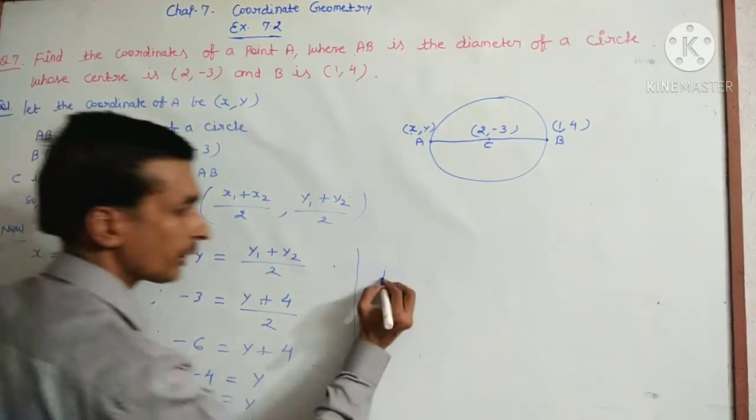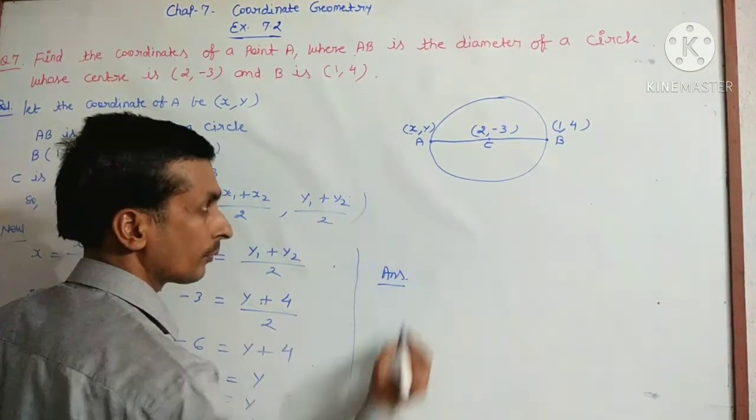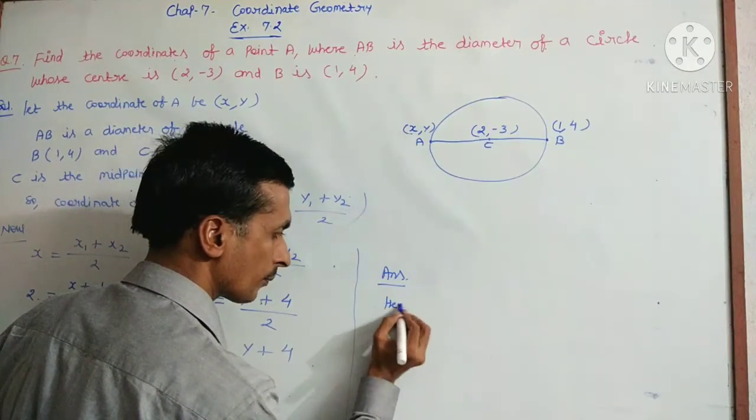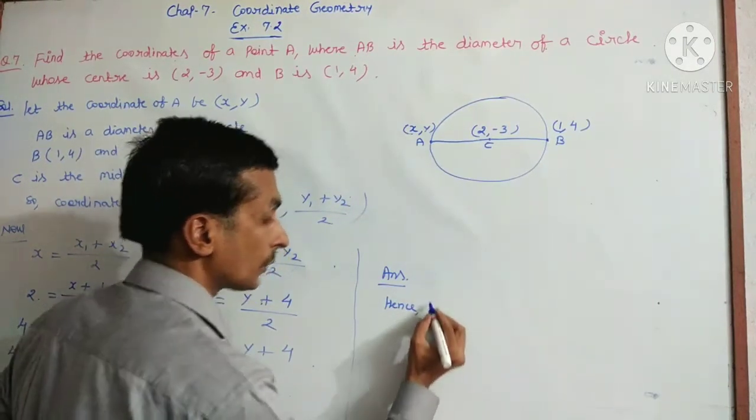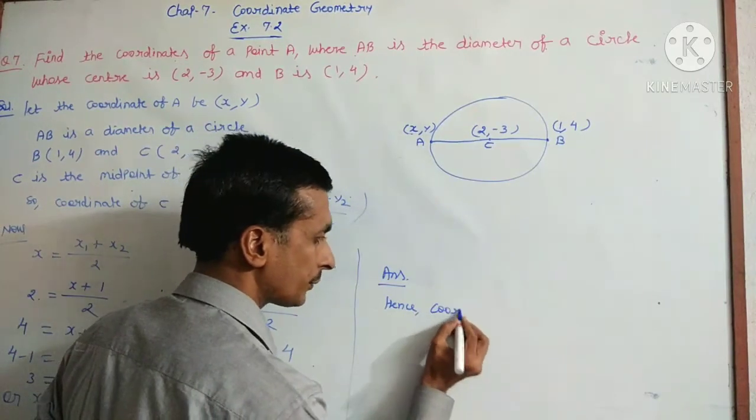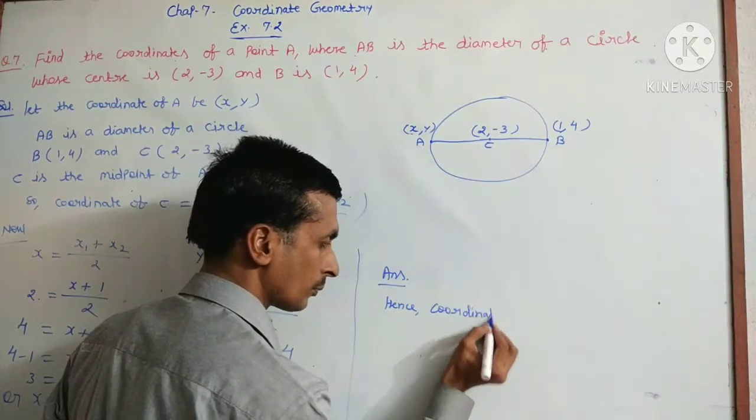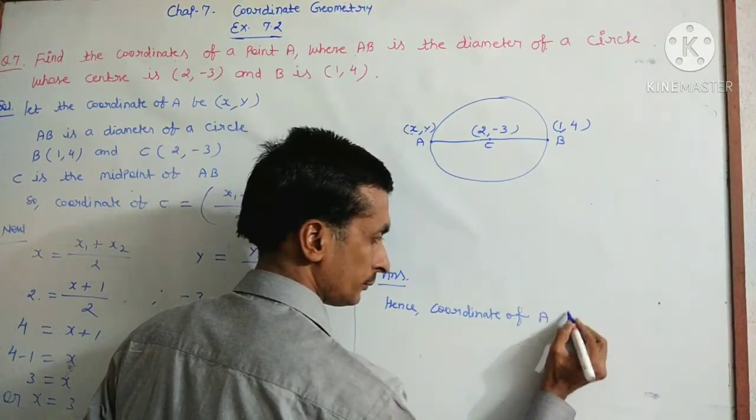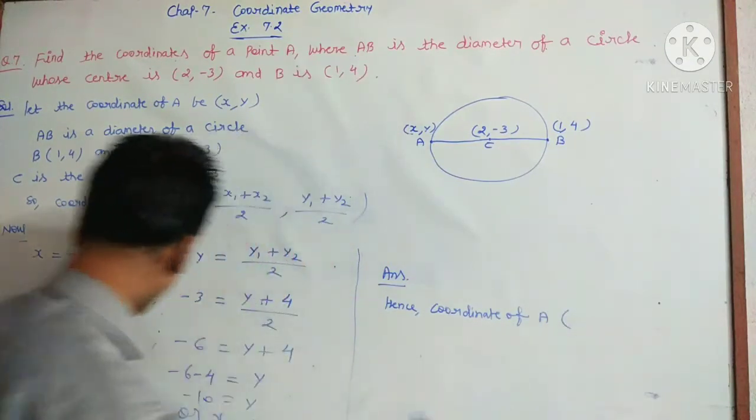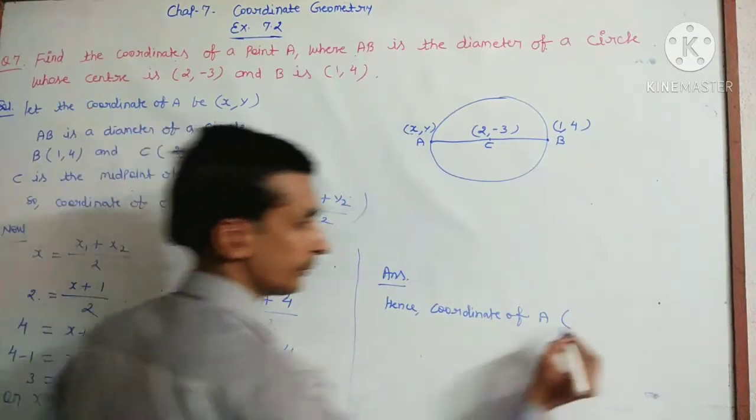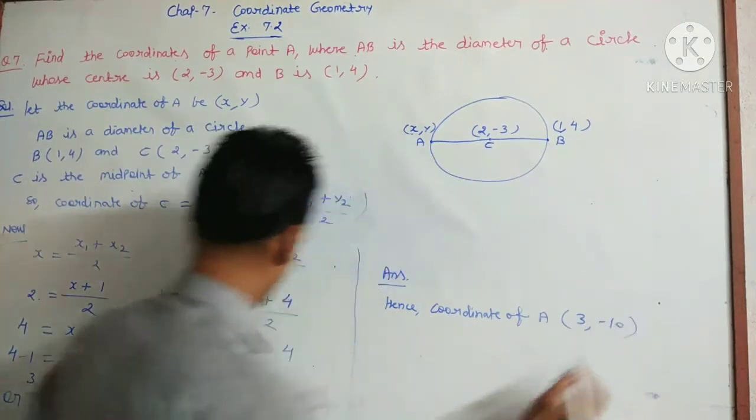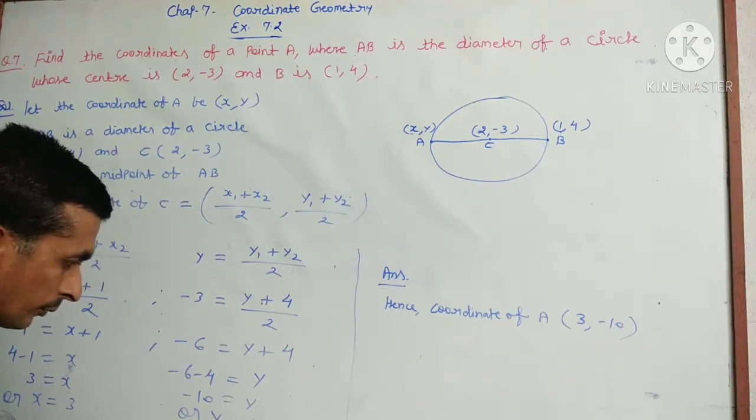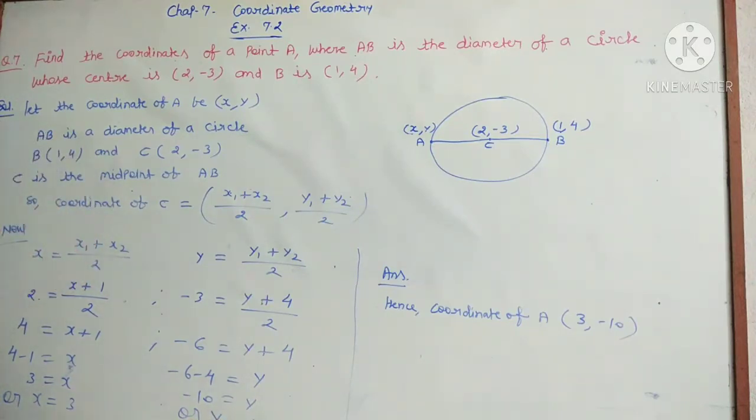So your answer: hence, the coordinate of A, how much? 3 and minus 10. The value here is y. Okay, so I think you can understand here.